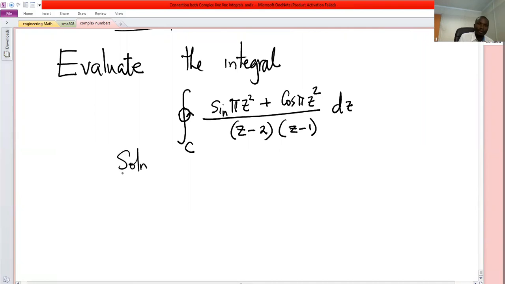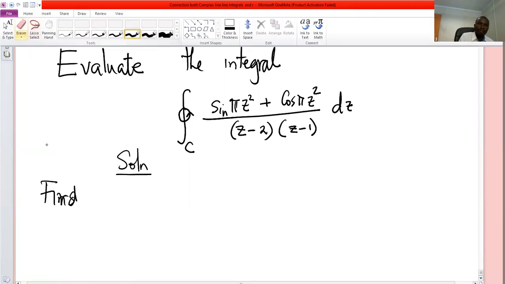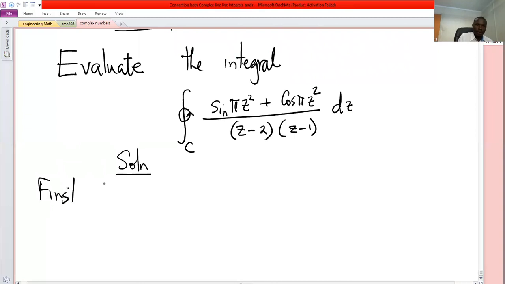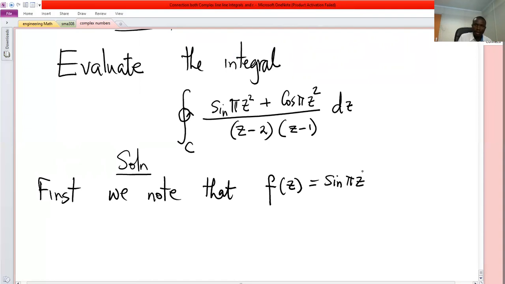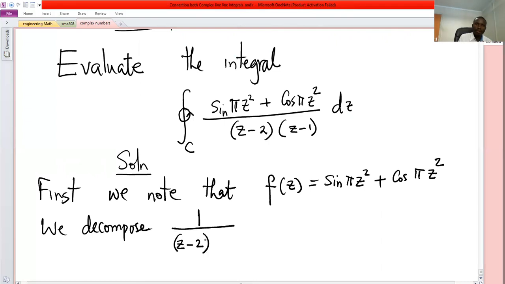So solution. First, we know that the function f of z in this case is sine pi z squared plus cosine pi z squared. So we decompose one over z minus 2, z minus 1 into partial fractions.